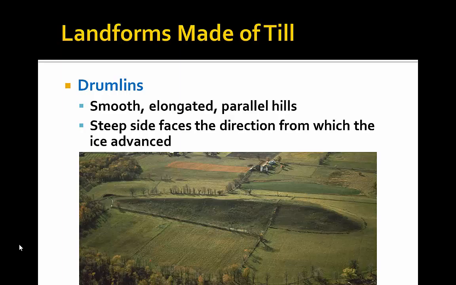Now there are a few other smaller features made of till, such as drumlins. Now these are rather small hills, and in this case the steep side of the hill will face the direction from which the ice advanced. In this particular case, we can see that the ice came from the right side.